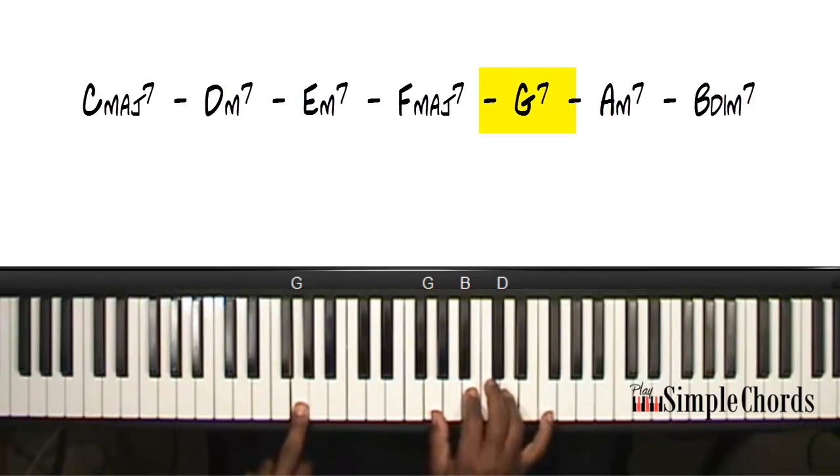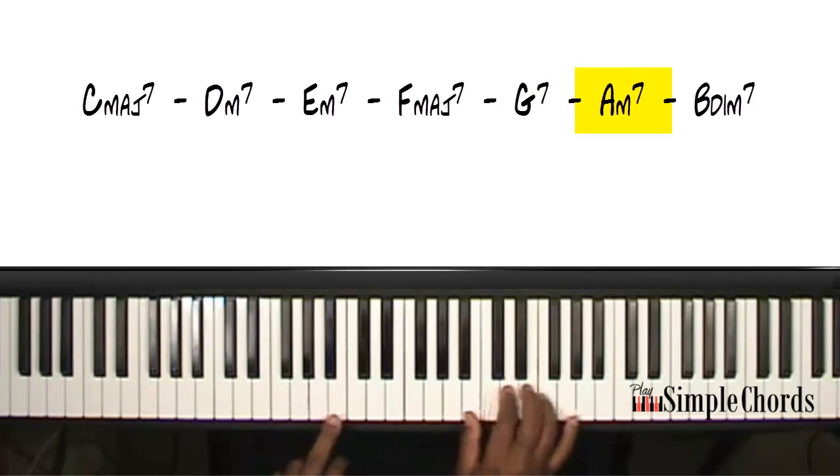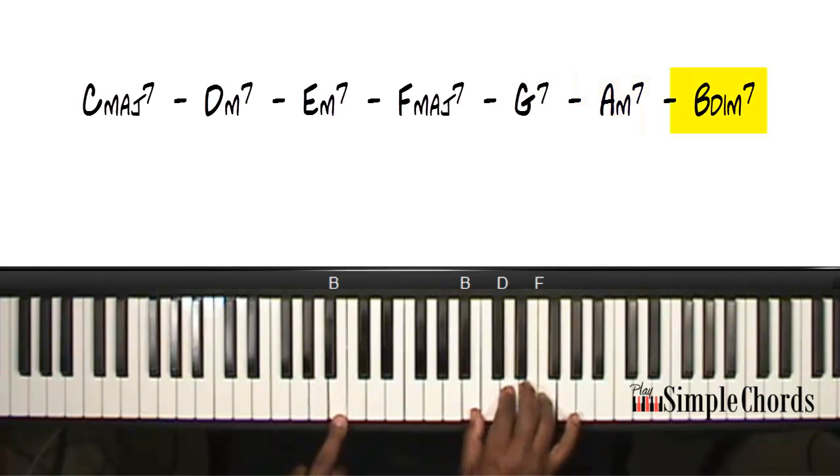is a major sounding chord until you add the seventh, then it's a dominant chord, A is a minor chord, and B is a diminished chord. That's your regular B, but the third and the fifth are lowered.